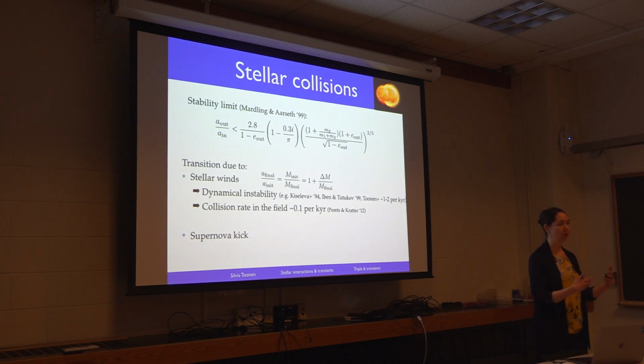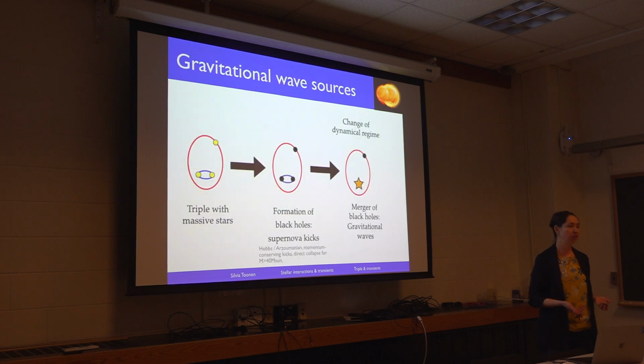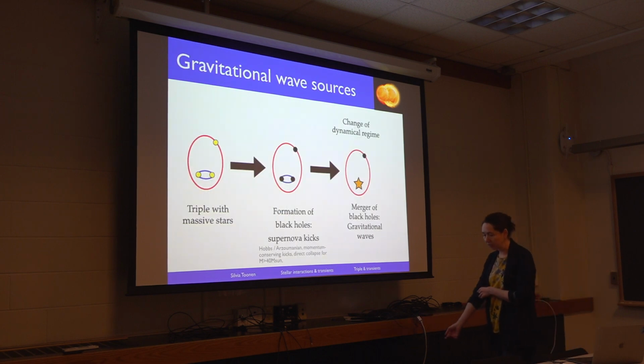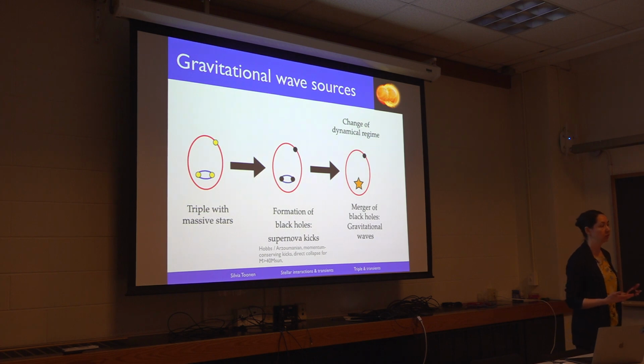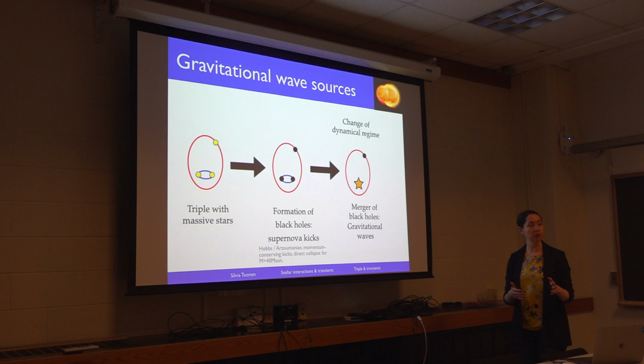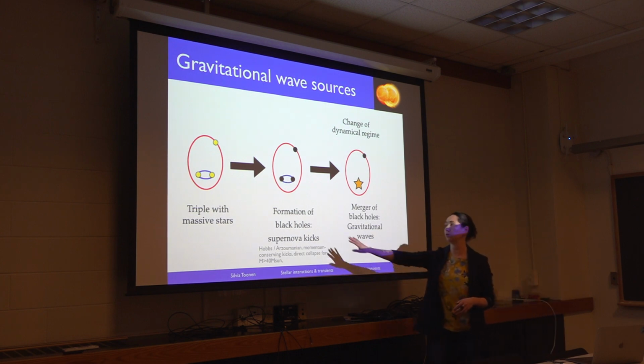Another way of making our triples unstable is by having a supernova kick. Now of course when I'm talking about supernova kicks, I'm talking about more massive stars that collapse to a black hole: mergers equals gravitational wave sources. So the channel here that I'm thinking of looks like this. I'm starting with a triple that has 3 massive stars. Using my code, I'm simulating the evolution of those systems until I have 3 black holes.